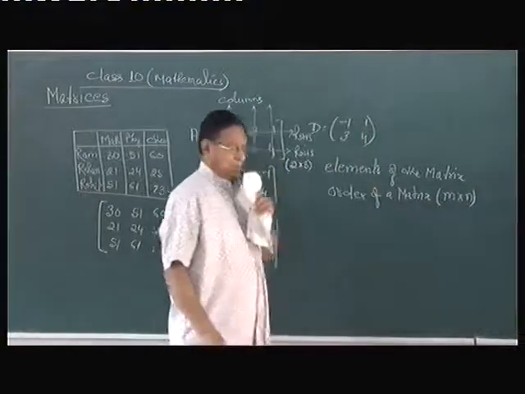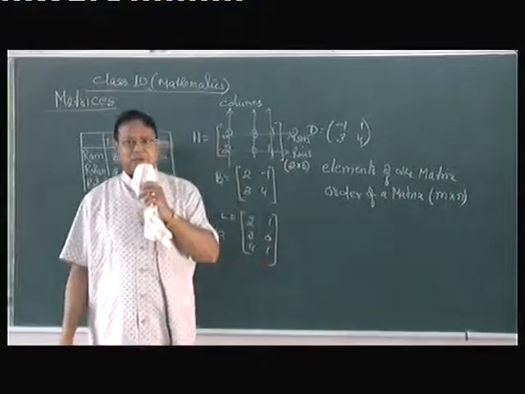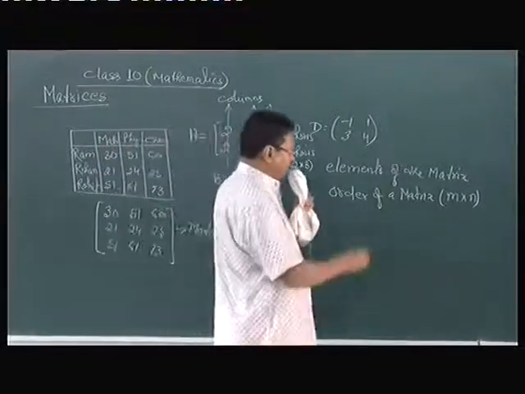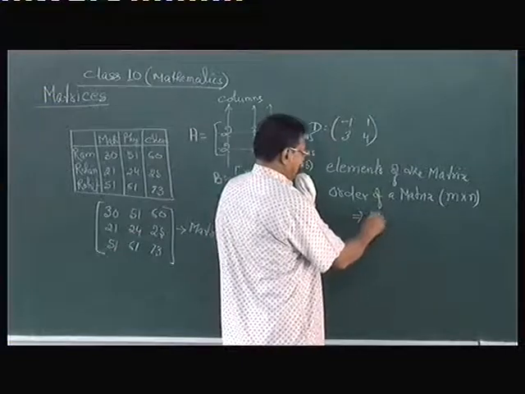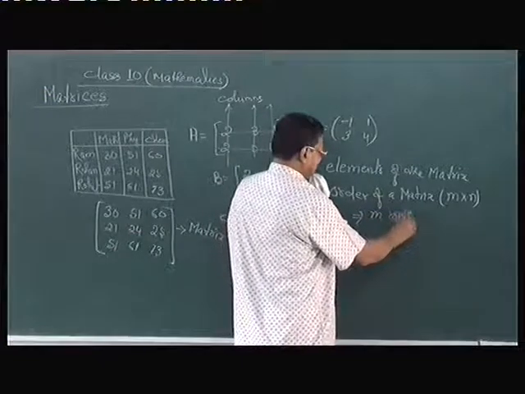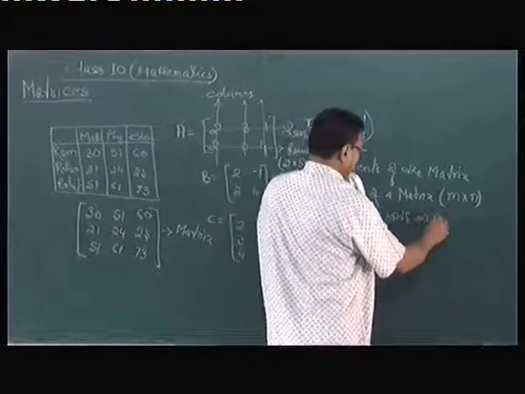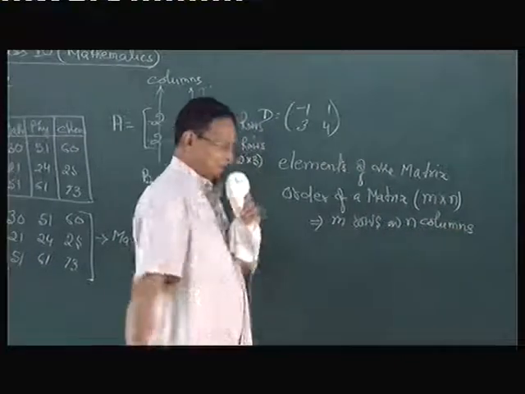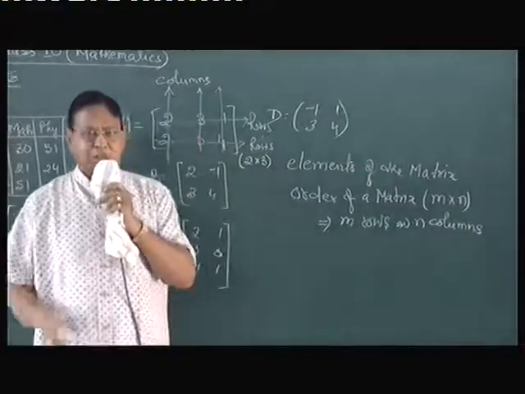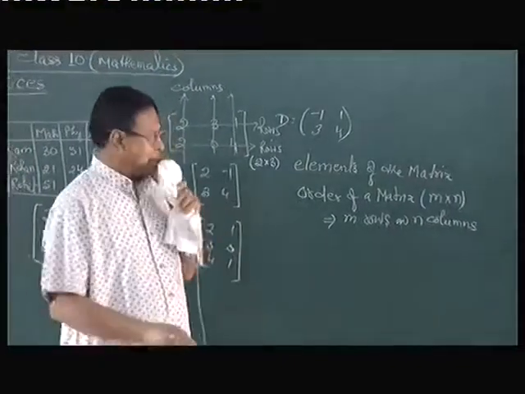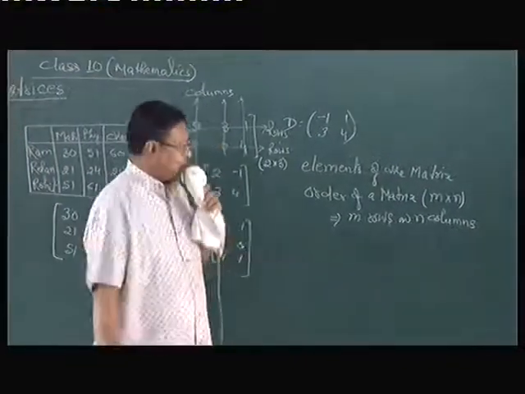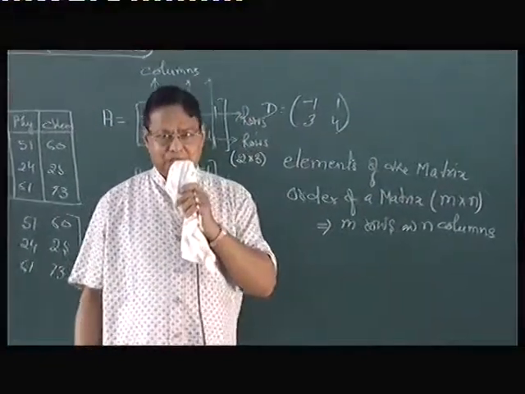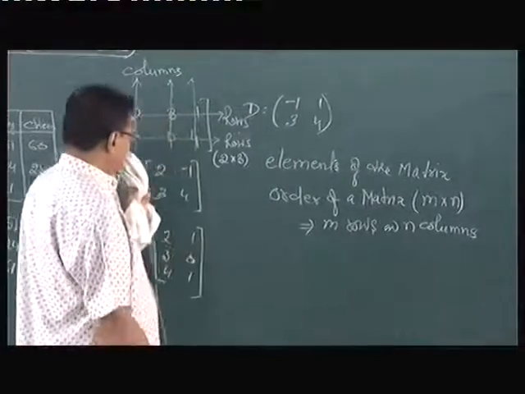The order is M by N. It's written M into N, but we read it as M by N. So the order of a matrix is M by N, implies M rows and N columns. So the first one of the order indicates the number of rows. The second one indicates the number of columns. So if the order of a matrix is M by N, then it's understood that there are M rows and N columns.